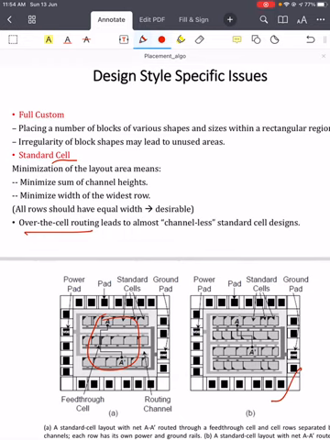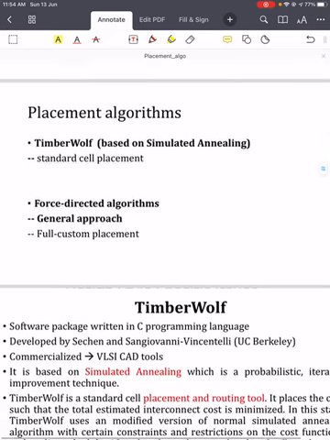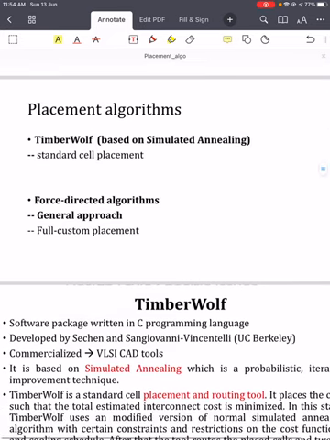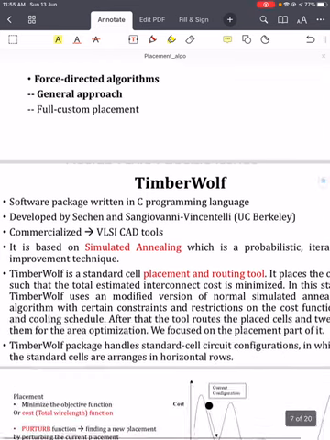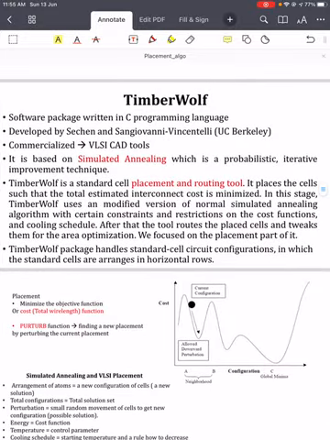Now I'm going to discuss the algorithms. The first one is the TimberWolf package, a software package for placement, which is particularly used for standard cell based design. The second one is the force-directed placement algorithm, which considers a mechanical analogy of a mass spring system. It is a general approach, and we can apply it to full custom design also. Now let's get to the point: what is TimberWolf.